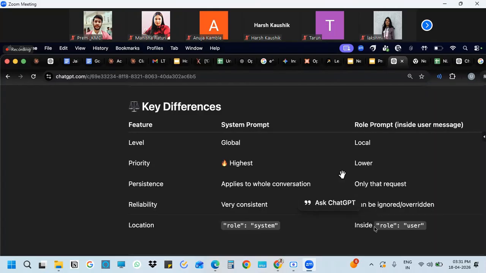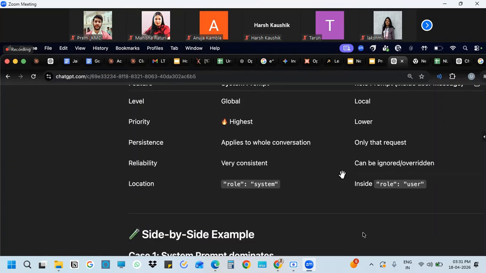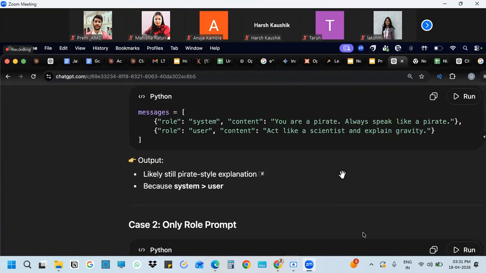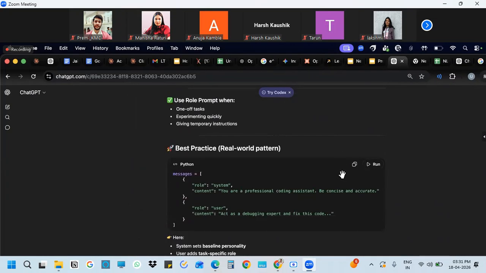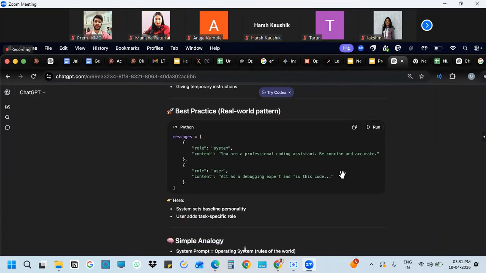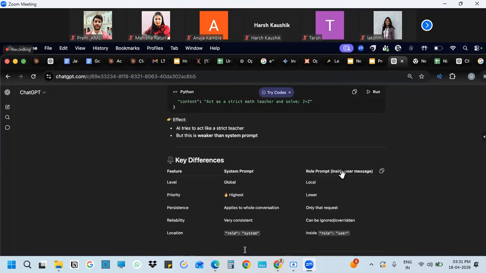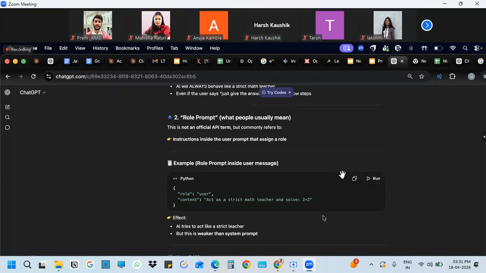So it was there earlier. Now it is not there, at least in this system. I would need to check it. But yes, I was sharing the screen essentially. So you can play with it, try to understand how role and system prompts work, what a user prompt is, and understand it.